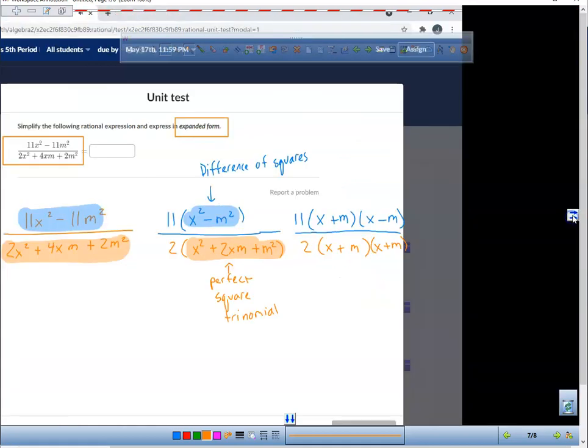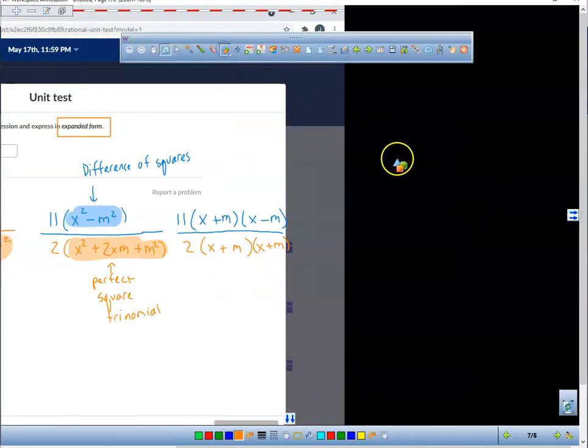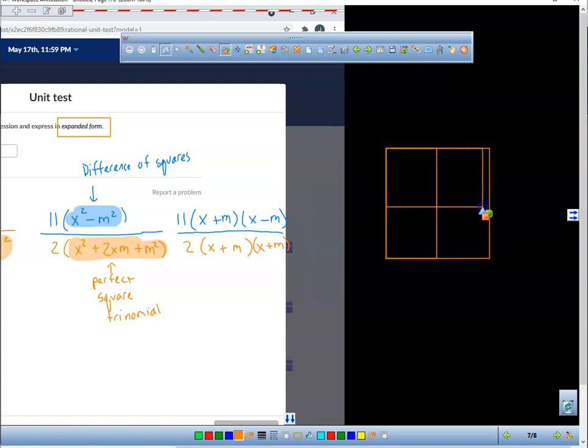If we were to do, some people like the box method, okay? So let me make sure you understand what I see by the little box method.